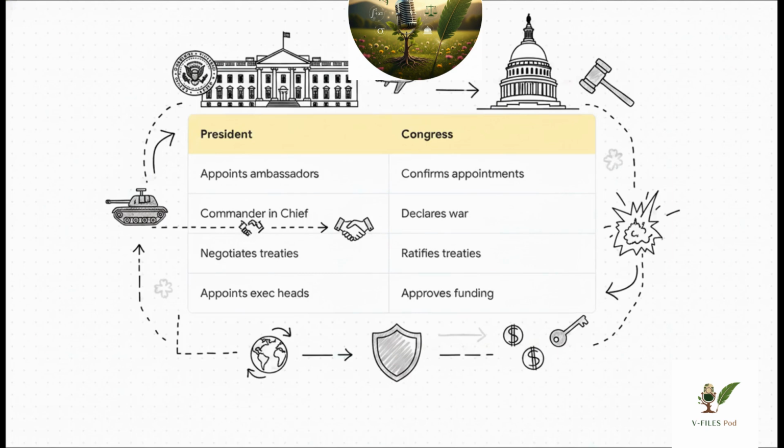But jump over to the other side. Congress must actually confirm those presidential appointments. The president leads the military, sure, but only Congress can officially declare war. The president negotiates a treaty, but the Senate has to ratify it with a strict 2/3 vote.